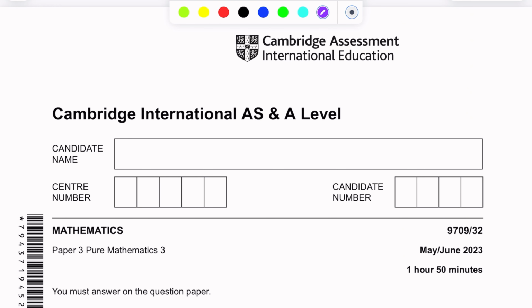This paper is of May-June 2023 and variant is 32.